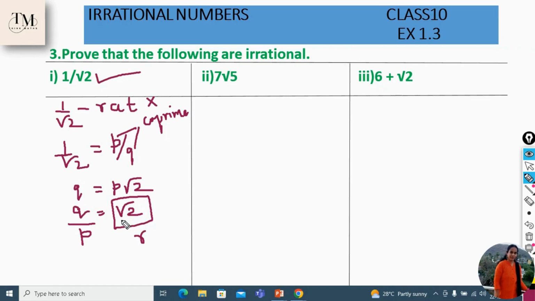In the previous video, I have proved that root 2 is irrational. I have given the link in the description. If you are interested, you can check it.